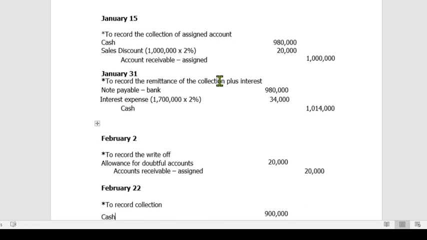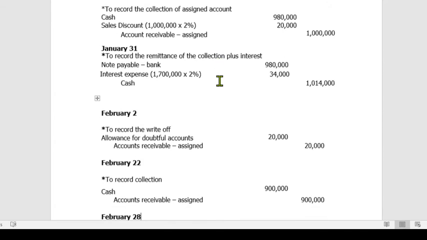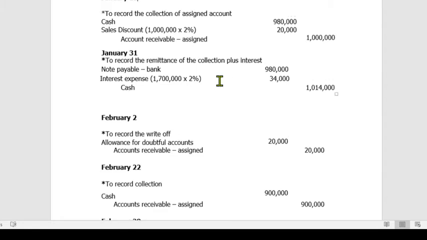O, di ba kanina, si bank, ninonotify ka na may nagbayad na sa akin. Pero ngayon, dahil ikaw ang nangongolekta, i-remit mo yun kay bangko. So, paano mo siya i-remit?